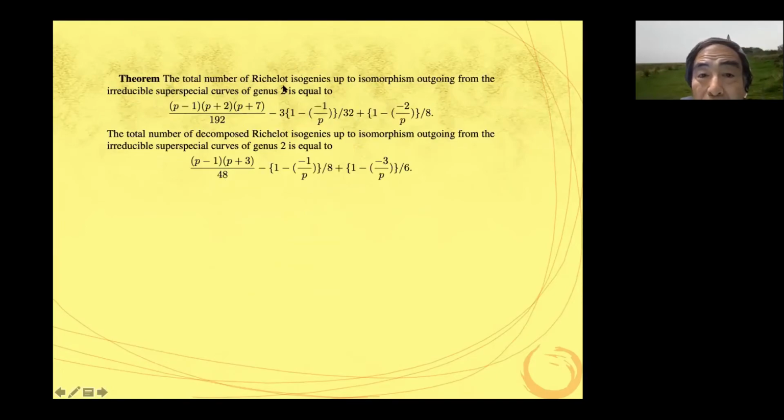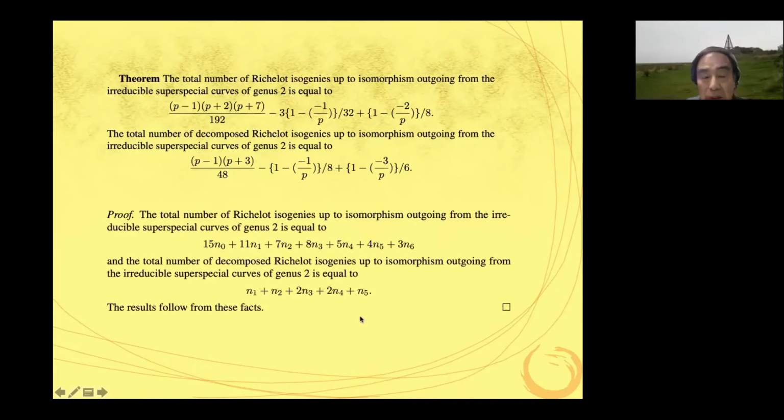The total number of Richelieu isogenies up to isomorphism outgoing from irreducible superspecial curves of genus 2 is equal to this number. And also the total number of decomposed Richelieu isogenies up to isomorphism outgoing from the irreducible superspecial curves of genus 2 is equal to this number.